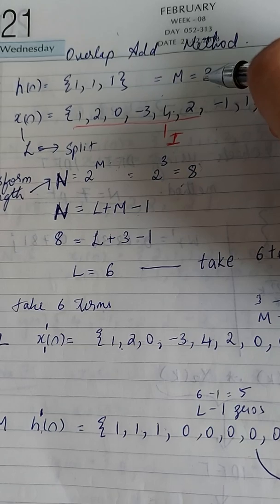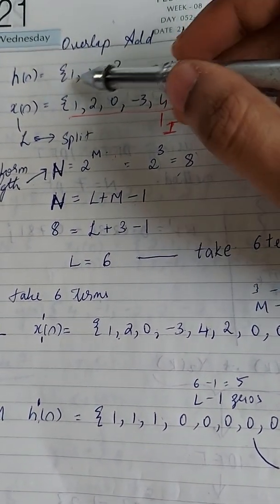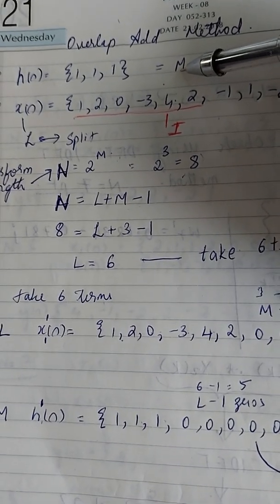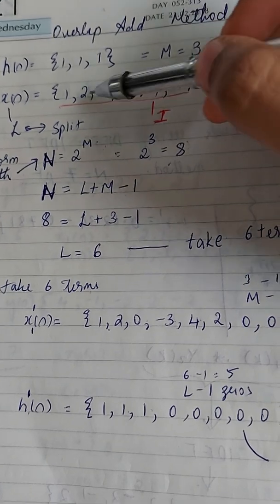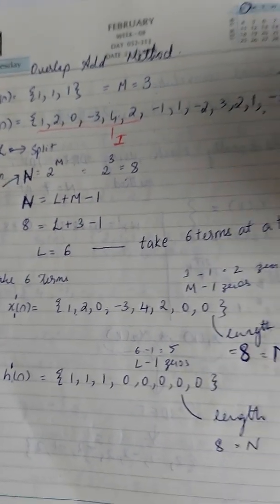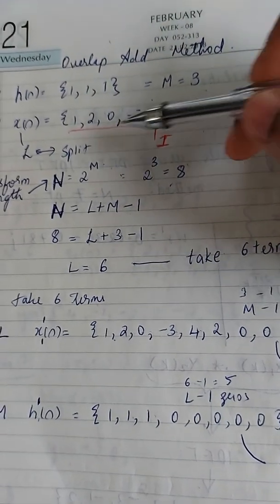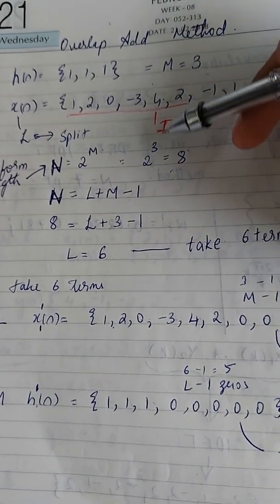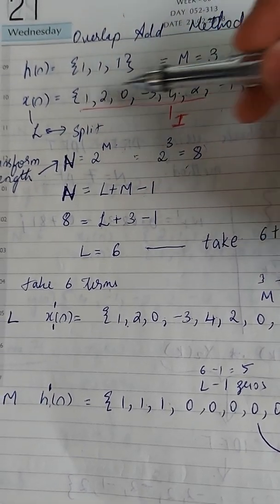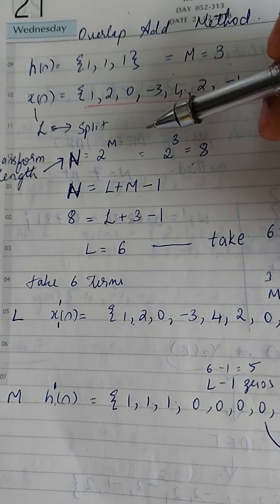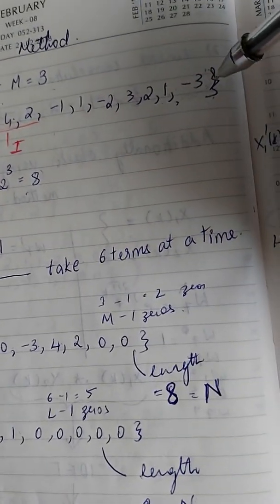So what we can do is consider the length of h of n as M equal to 3. Since the length is 3, there are 3 samples. The length of impulse response is 3, so M is equal to 3. And we need to segment this input sequence because it's sufficiently long into different segments. So how long a sequence do I take at a time? How do I decide that? Let me consider that value of the segment length as capital L. So I need to split the entire x of n into segments of length L.